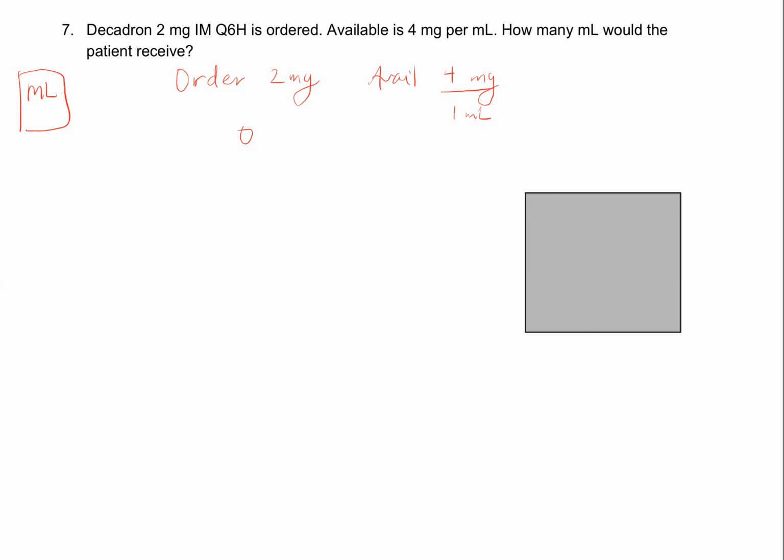You're going to do order times available, 2 milligrams, and you have 4 milligrams over 1 ml, and your answer is 0.5 mLs because your units of milligrams cancel. So final answer for number 7 is 0.5 mLs.